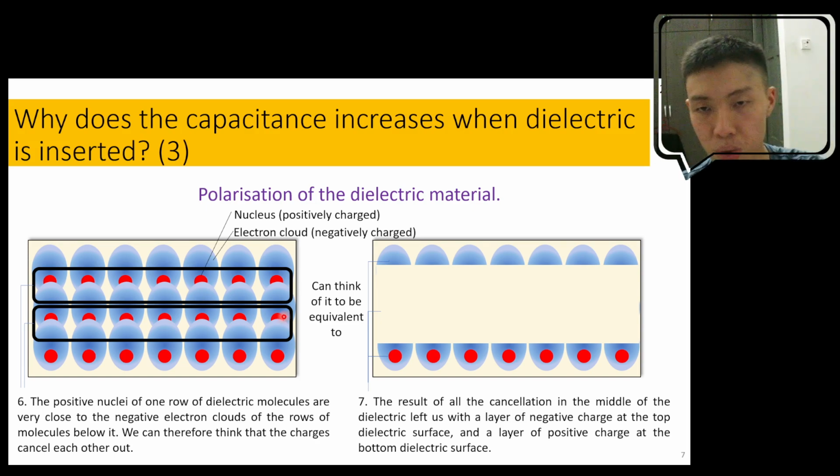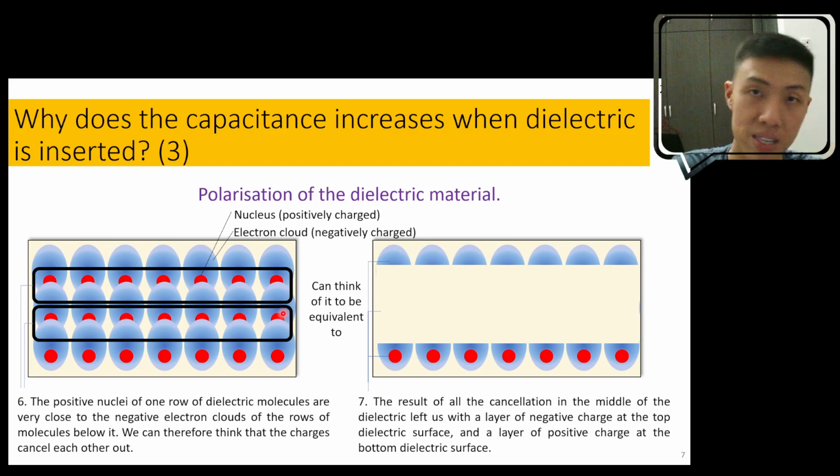So where else becomes neutral? The positive nucleus over here overlaps with the electron cloud of the third row, so you can expect these will neutralize as well. The region boxed by this black box will become neutral. So we can just ignore the charges inside. We can ignore the positive nucleus and the electron cloud in this region, because we can think of them as being cancelled out or neutralized already.